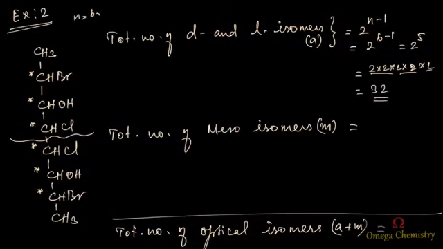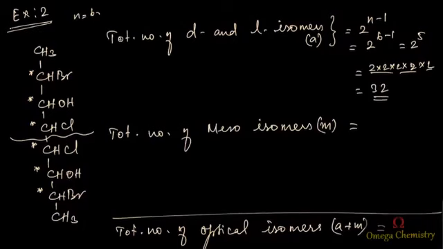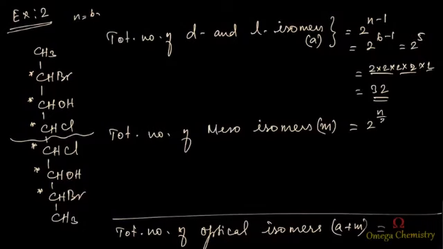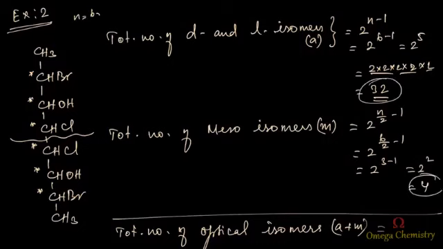And the total number of meso isomers will be 2 power (n by 2 minus 1), right? So 2 power (6 by 2 minus 1), which is nothing but 2 power (3 minus 1), which is nothing but 2 power 2, that is nothing but 4. So the total number of meso isomers will be 4. So the total number of optical isomers will be the summation of this 32 and 4, which means 36.